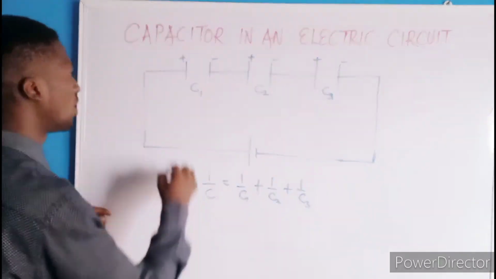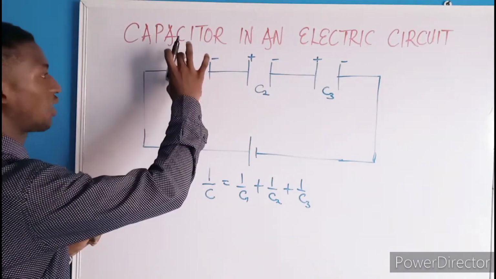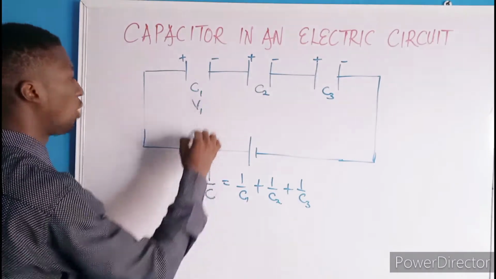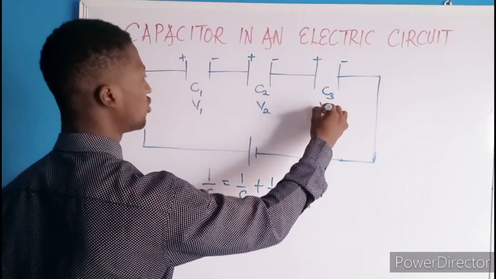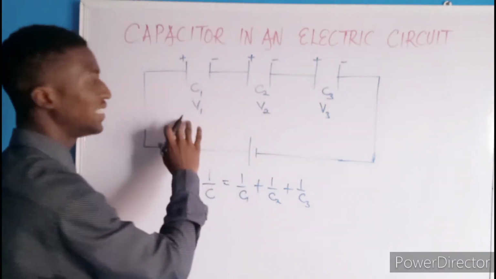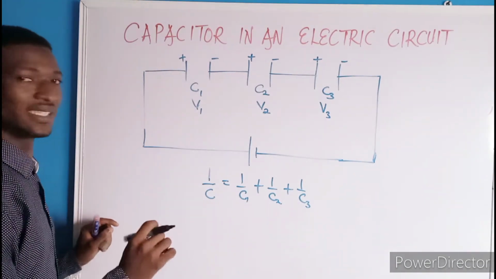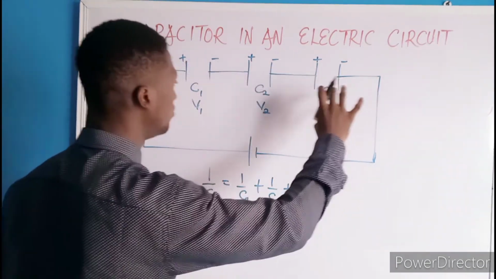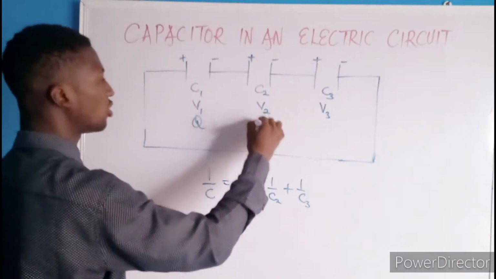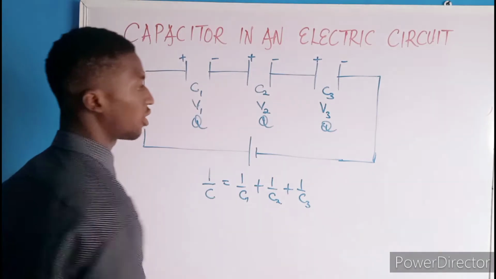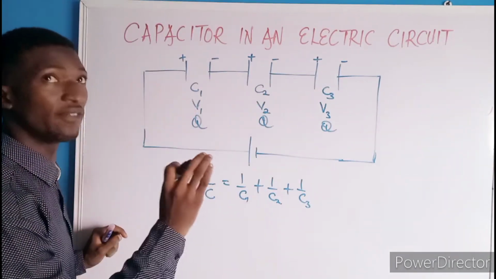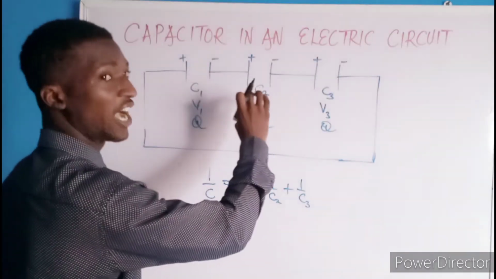With respect to this, the potential difference across these capacitors is different. You can have this one to be V1, this one V2, and this one V3. It shows that the potential difference across these capacitors is definitely different. But something is always constant to all of them, and that is the charge. Do not forget, the charge across this is equal to the charge across this and equal to the charge across this, meaning that they have equal charge flowing across the capacitors. But what is different here is the potential difference.